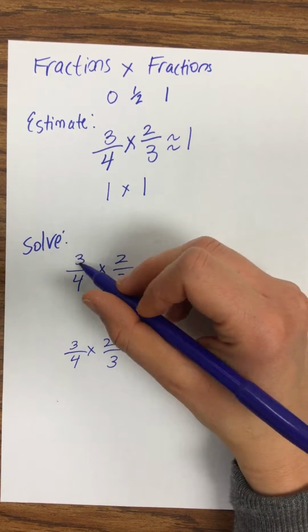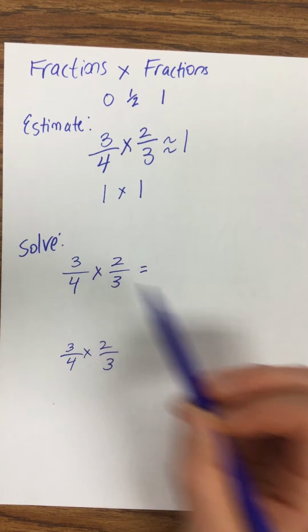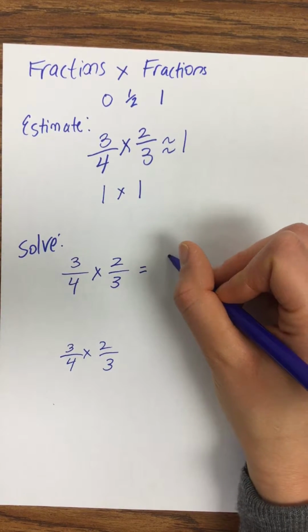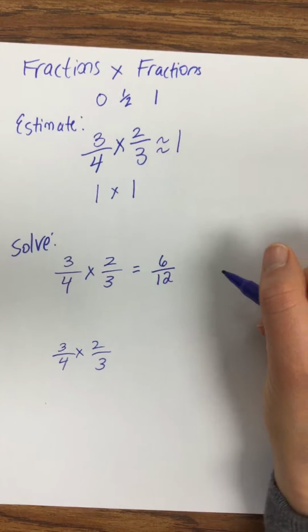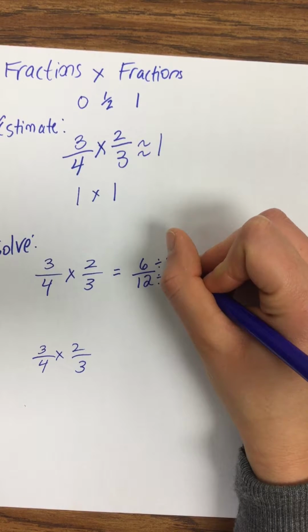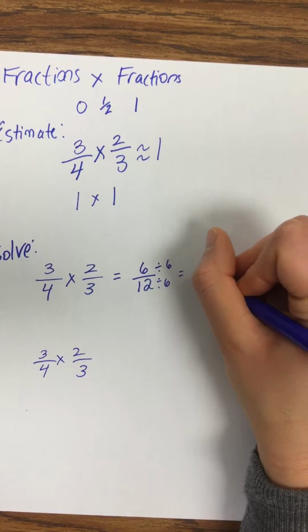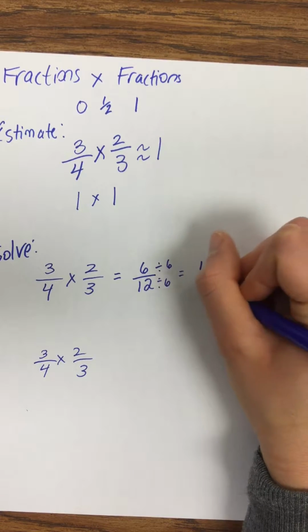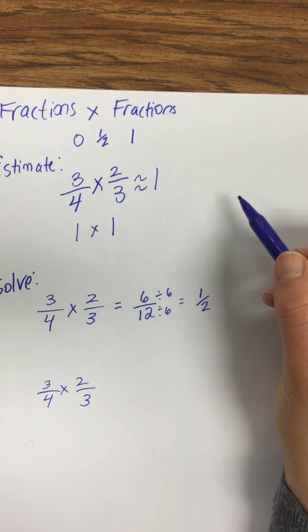When you multiply fractions, you just multiply straight across. You don't need any common denominators, multiply straight across. 3 times 2 is 6, 4 times 3 is 12. And as always, we have to simplify that fraction. I know the greatest common factor of 6 and 12 is 6. So if I divide 6 by 6, I get 1. 12 divided by 6 is 2. So 1/2 is pretty close to that estimate of 1. It's not too far away.